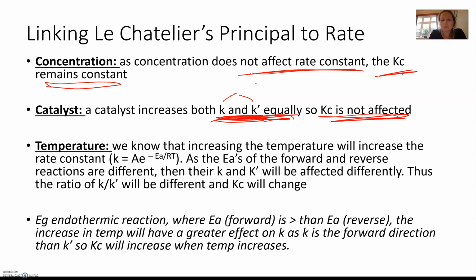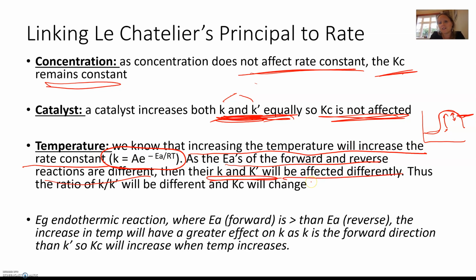And what about temperature? Well, we know if you increase the temperature, it's going to increase the rate constant, and we know that by using Arrhenius's equation. That's because the activation energy of the forward reaction and the activation energy of the reverse reaction are different. Like in an endothermic reaction, which looks like that, the activation energy here is massive in the forwards direction. So in the reverse direction, the activation energy would be tiny. And therefore the rate constants are going to be affected differently, and therefore the ratio of these will be different. And that's what causes Kc to change, which is so cool.